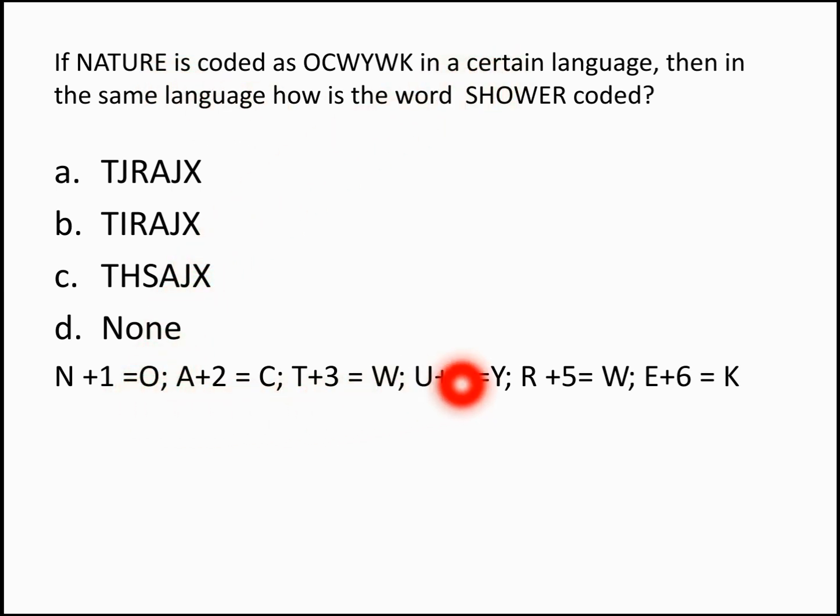So this is the logic obtained to have nature coded as OCWYWK, right? Now applying the same logic to shower, you get your answer as TJRAJX, which is exactly in your option A. So that becomes your answer.